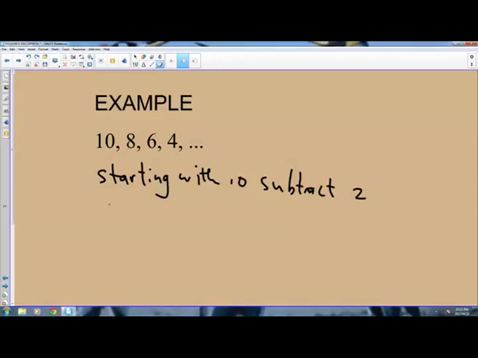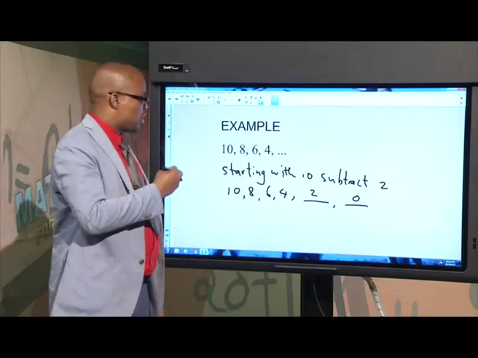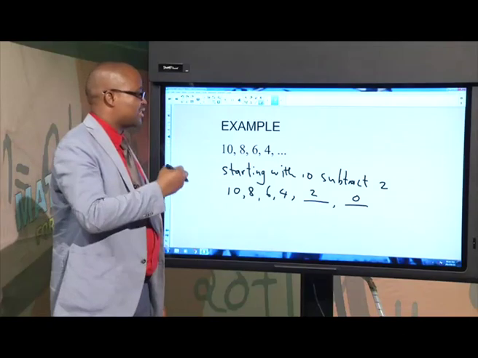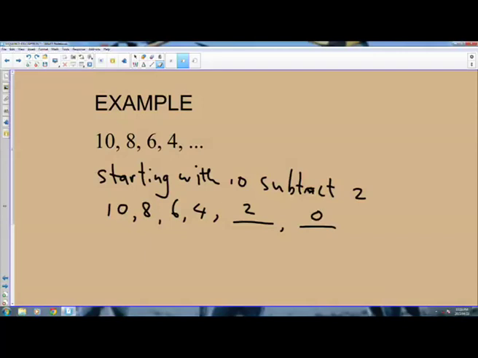It will be 10, 8, 6, 4. Then what are the next two terms within this? 4 minus 2 is 2. And then 2 minus 2 is 0. Then the list goes on. This is how we find the next two terms within this sequence. Remember, when we describe in words, you need to state where you are starting. So here we said starting with 10, subtract 2, and we have found the next two terms. Let us move on with our lesson.